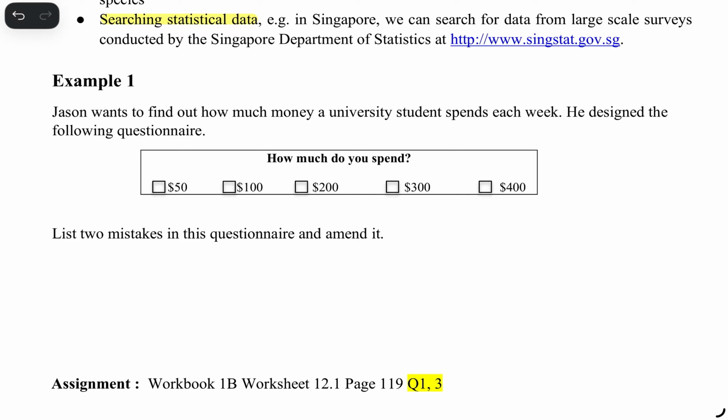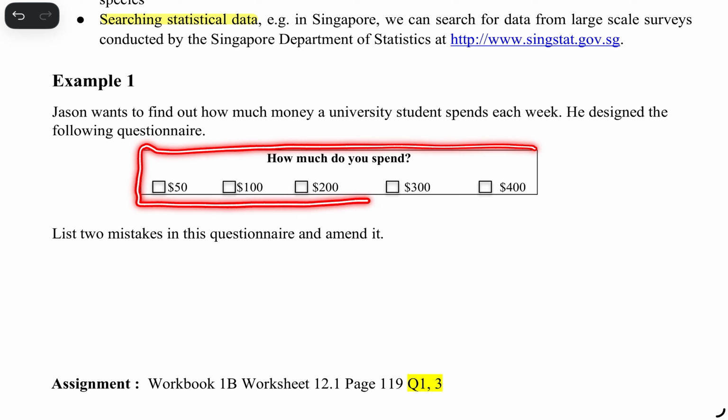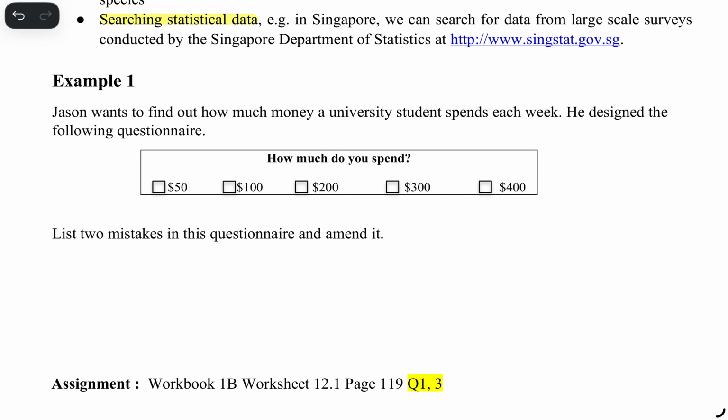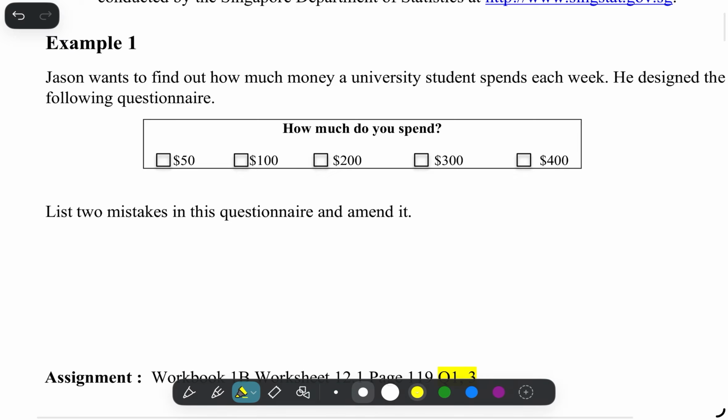Okay, so let's look at 2 mistakes in this questionnaire. Imagine I give this questionnaire to somebody. How much do you spend? Would this person know how to answer? One of the mistakes is that he never says how much you spend in how long. He never says the time frame. Can it be how much you spend in 1 day, or 1 week, or 1 month? We don't know that. So let's write that down on your worksheet. Mistake number 1.